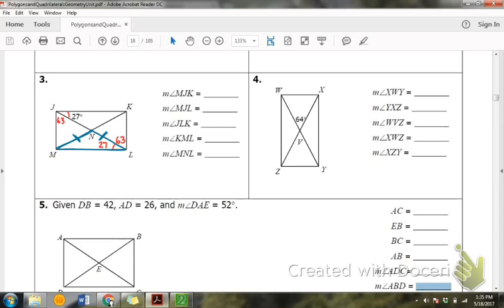Isosceles, right? This is an isosceles triangle, and if the sides are the same, what do we know about the angles across from the sides? They're the same. So if this bottom one is 27, then how much is this guy over here? 27 as well. Okay. Now let's move to the other triangle then.